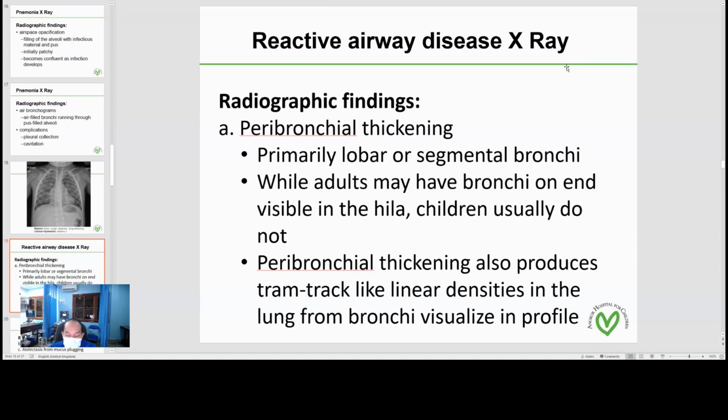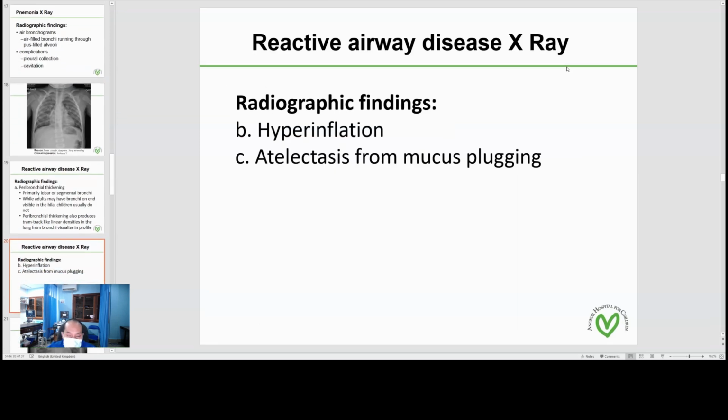So this is more likely reactive airway disease. So what can we see in the chest X-ray for reactive airway disease? First of all, we have to look for peribronchial thickening, where the primary lobar or segmental bronchi, while in adults may have bronchi end-on visible, in children usually do. Peribronchial thickening also produces tram-track like linear density in the lung from bronchi visualized in profile. And the second, we have to look for hyperinflation of the lungs. And the last one, we have to look for atelectasis from mucus plug.